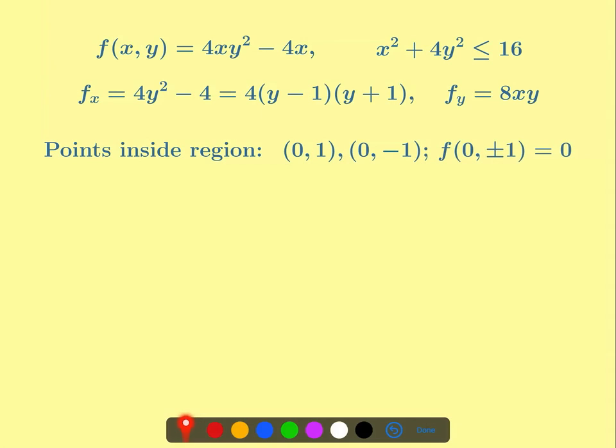Now we want to look on the boundary. Now on the boundary, we're going to have x squared plus 4y squared equals 16, and so we want to use the extra 4 here in the y squared, so this part, to say that 4y squared is 16 minus x squared. And so f on the boundary is going to be x times the 16 minus x squared, and then minus the 4x.